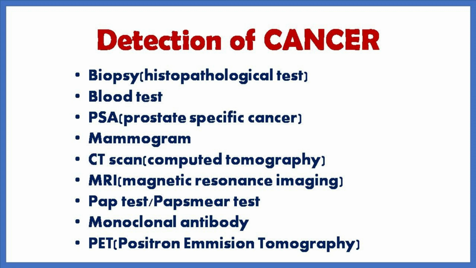Then the next one is the pap smear test. Generally, this test is used to detect cervical cancer. The human papilloma virus causes cervical cancer, and cervical cancer is diagnosed by the pap smear test. Then the positron emission tomography. Generally, this test is used to detect different types of cancer like large intestine cancer, lung cancer, breast cancer, and different types of monoclonal antibodies are also used to detect the cancer.